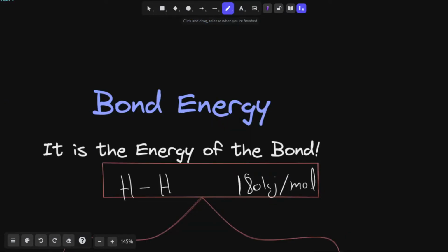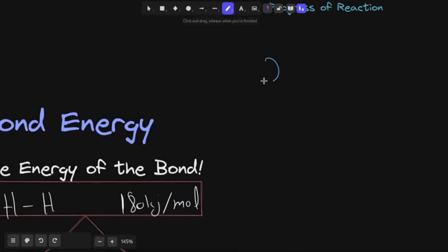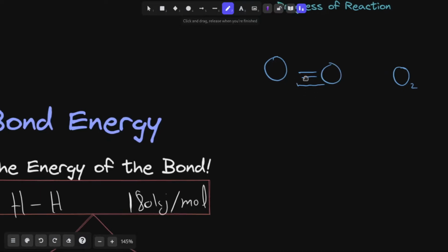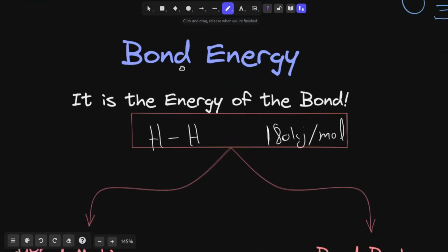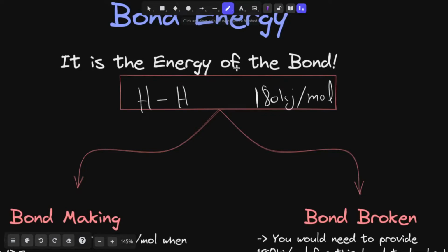So, in order to do calculations, we need to understand what bond energy is. Bond energy, in simple terms, is the energy of the bonds. What do I mean by this? I mean that if you have a substance, for example oxygen, or O2, then these bonds have a specific amount of energy. Now, what this energy does is, either you break the bond or you make that bond. That is what is required for us to understand with bond energy. So let's take a look. It is the energy of the bond in simple terms.